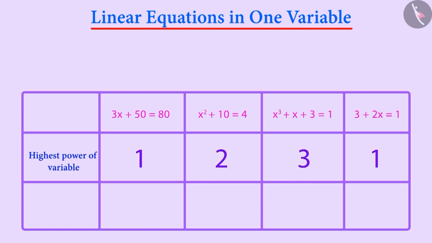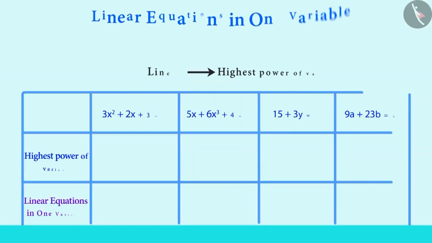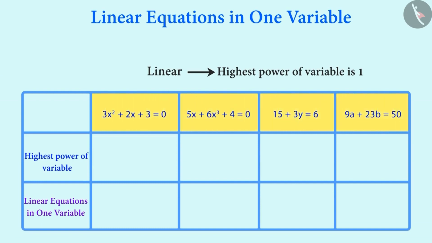An equation is called a linear equation in one variable when the highest power of its variable is 1. So can you now tell which of these equations are linear equations in one variable? We see that both these equations are linear equations in one variable, and neither of these two are linear equations. Let us look at some more equations. Of these four equations, which equation is a linear equation in one variable?